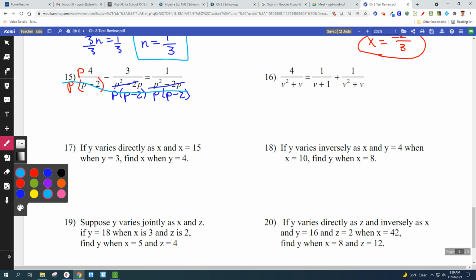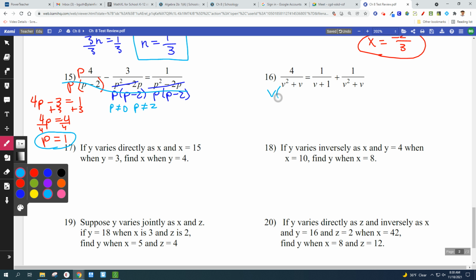Okay, so we look at the top, and we've got 4p minus 3 equals 1. I'm going to add this 3. 4p equals 4. Divide by 4. p equals 1. Make sure to check your answer. I look up here and I see that p cannot equal 0, and p also cannot equal 2. If your answer was either 0 or 2, you'd have to mark it off and say, no, that doesn't work. But p equals 1 is fine. p equals 1 works.